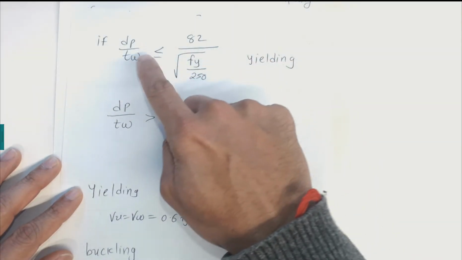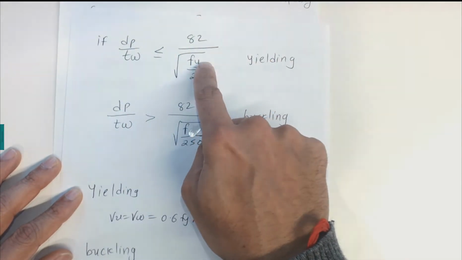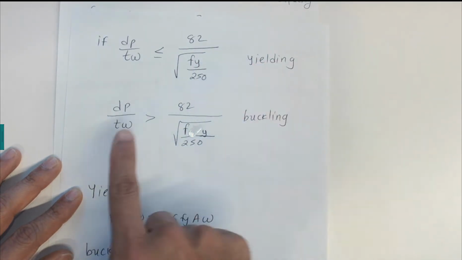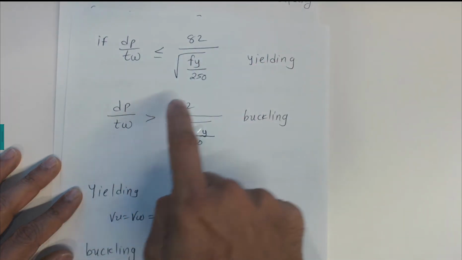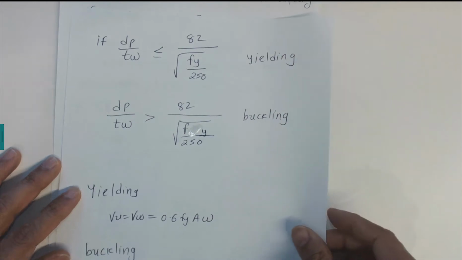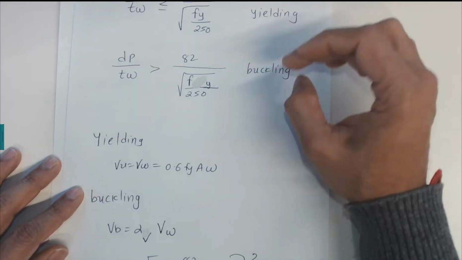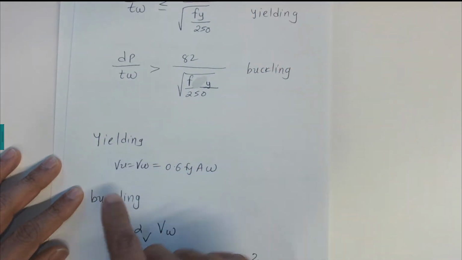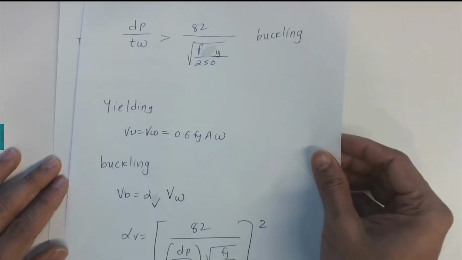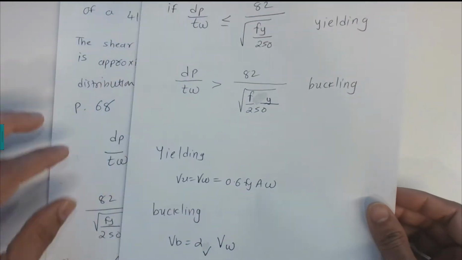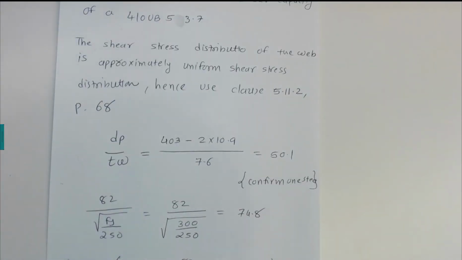If dp on tw, the left hand side, is less than the right hand side, the beam fails by yielding, and if the left hand side is greater than the right hand side, it fails by buckling. First we are going to check whether it is yielding or buckling. Based on this, we have two equations given in the Australian standard. First of all, I am going to show you where this dp on tw is.